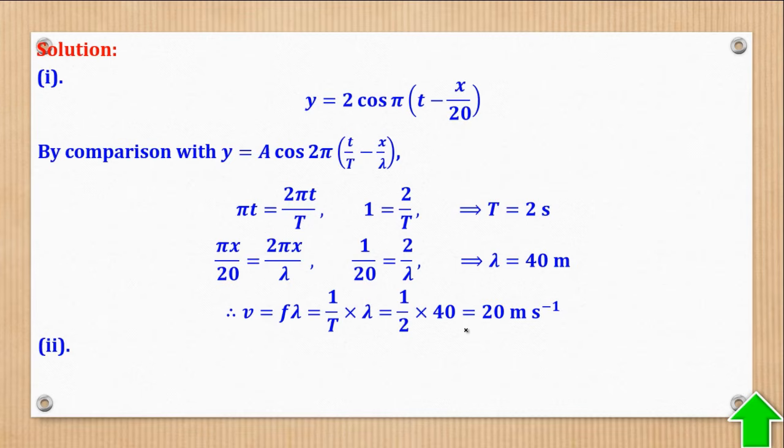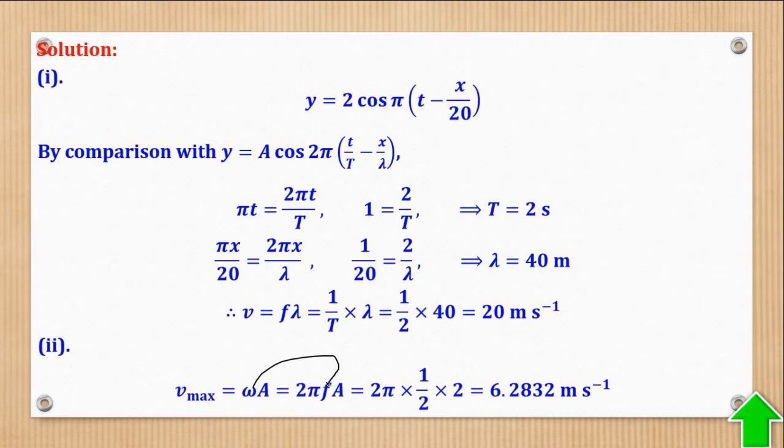Then Roman 2, they wanted maximum speed. Maximum speed is omega times amplitude. So omega is 2 pi f and amplitude is here. So 2 pi is here, f is a half because period is 2, therefore 1 over T will give you 1 over 2. Then the amplitude was 2. When you use the calculator, you'll come up with this as the maximum speed.